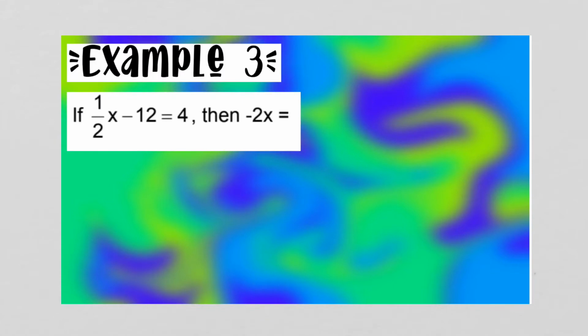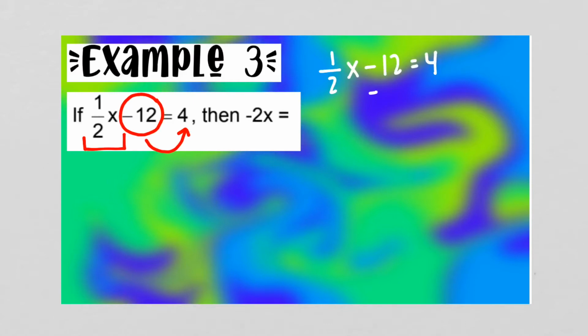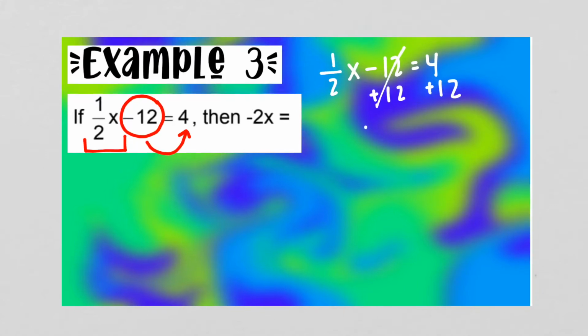Example 3 is just like example 2, except there's an extra step in there. There are 2 different ways to do this, but I'm going to get the x by itself, the 1/2 x alone on the left side first. And that means I need to get rid of this -12. I need to move it to the right side. So I need to do the opposite of subtraction and add it. So like I said, I'm going to add 12 to both sides. When I do it on the left, it cancels out, and I'm just left with 1/2 x is equal to 4 plus 12, hopefully you can do this in your head, is 16.